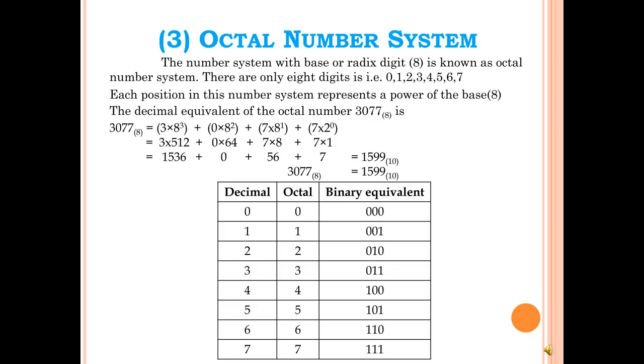Once we make the calculation of each and every number, we get 1536 plus 0 plus 56 plus 7, and the answer comes as 1599 with base 10. So the valuation is 3077 base 8, the decimal value is 1599 base 10. So you can see the specified decimal as well as the octal with binary equivalent table in front of you.